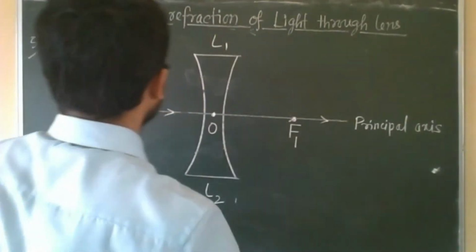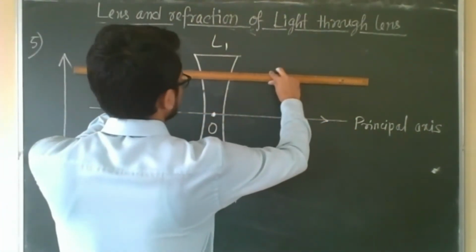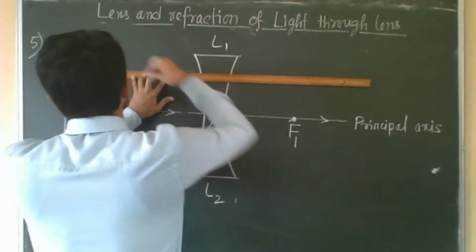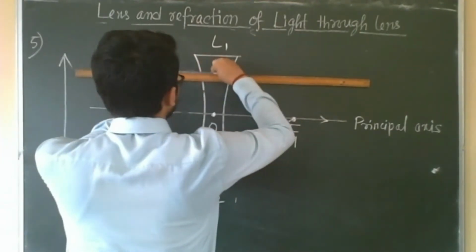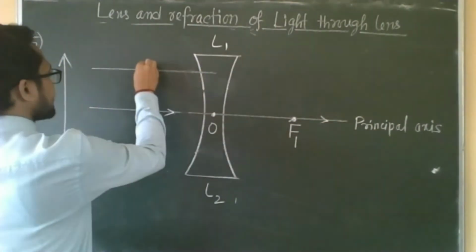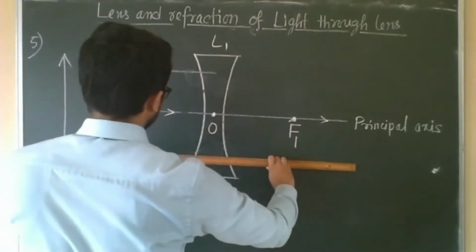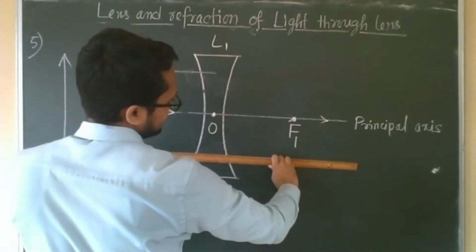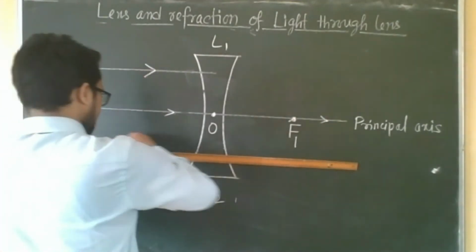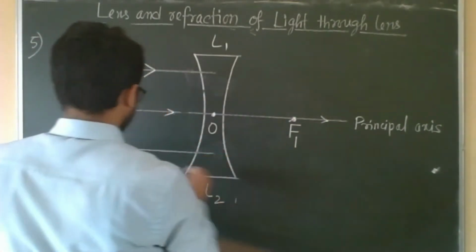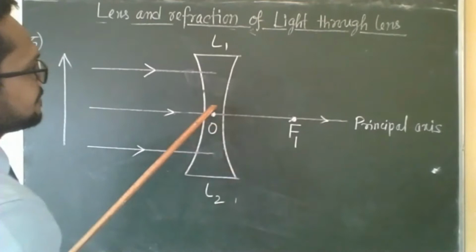Okay, so incident light is parallel. This is one incident light which is parallel to the principal axis. Again, light is incident from the left side. That means the object is on the left side. And what will happen here?